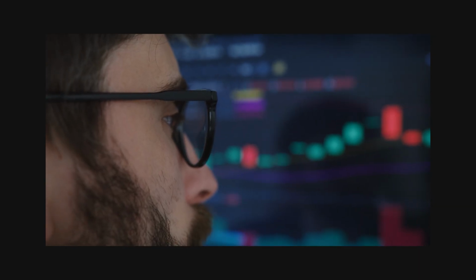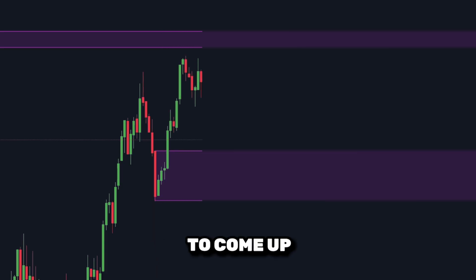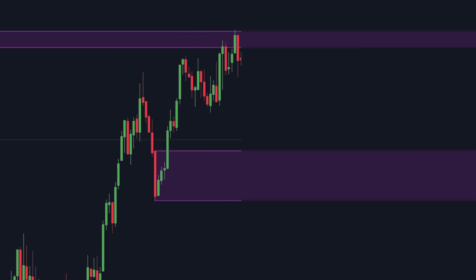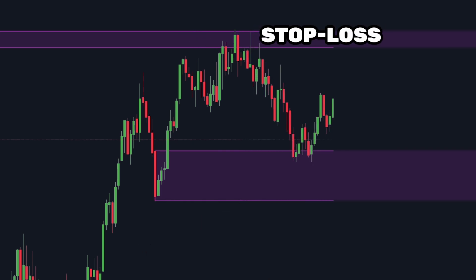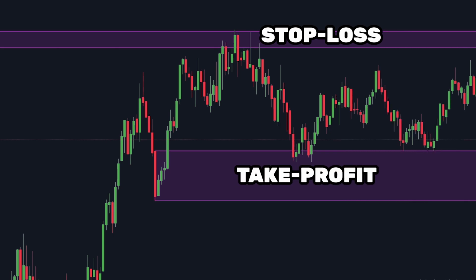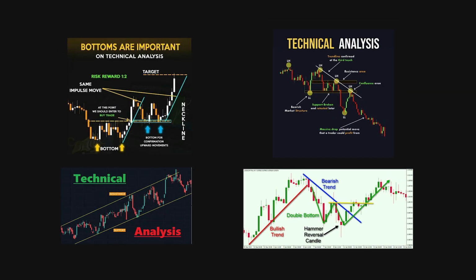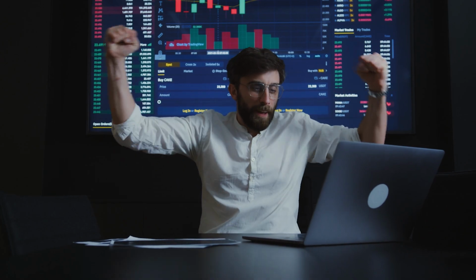And when you're looking for an opportunity to short the market, you want price to come up to your supply zone and respect it. If this happens, you can enter a short position, set your stop loss above the supply zone, and your take profits at the nearest demand zone. Remember though, just like anything else in trading, these zones aren't going to work 100% of the time, so it's best to pair other forms of technical analysis with them for the best chances of success.